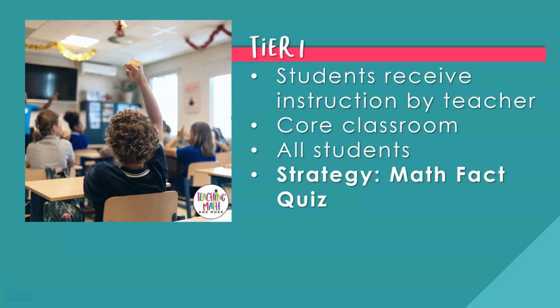Let's look at the first tier of math intervention. Tier 1, students receive instruction within their core classroom. This is for all students in your class. A strategy to try with your whole class is a math facts quiz. This quiz will look different for each grade level. So the quiz itself should have questions about grade level math facts your students should know by the end of the year. Do a quick quiz every week with 15 to 20 math facts.